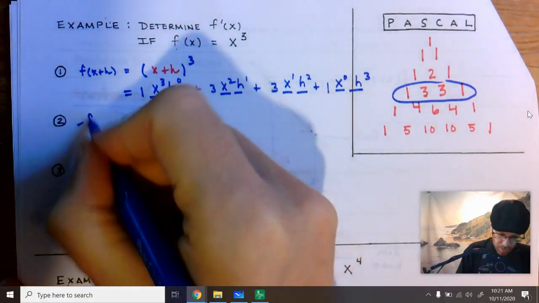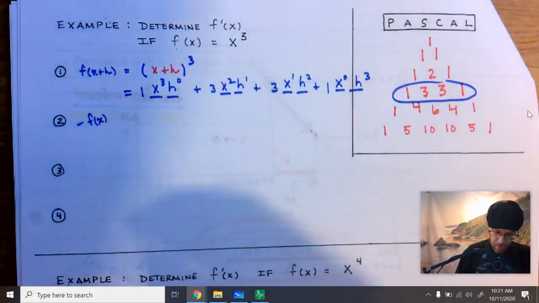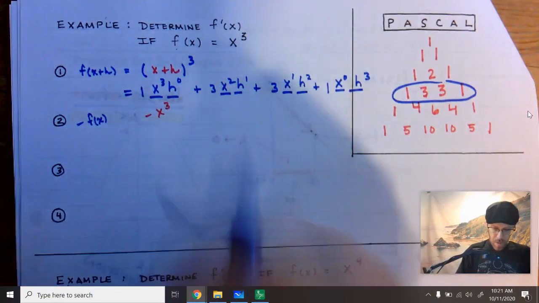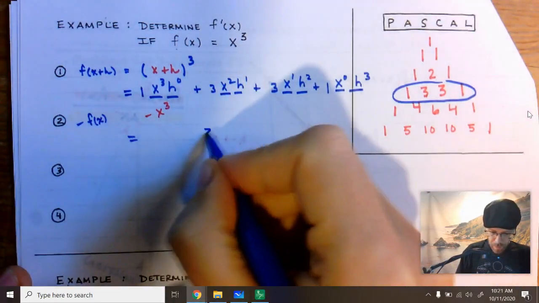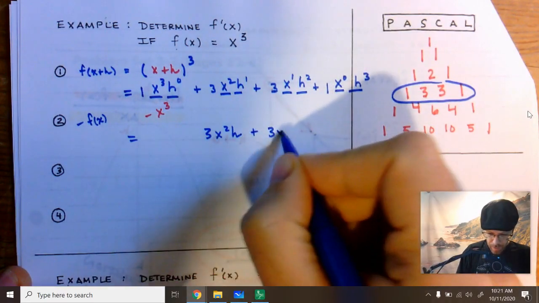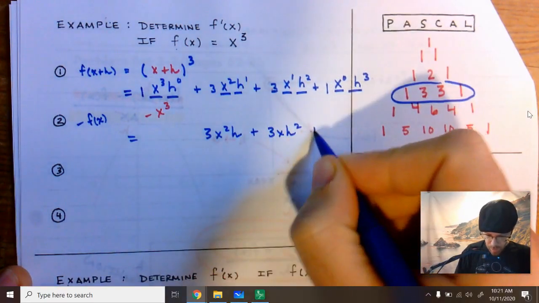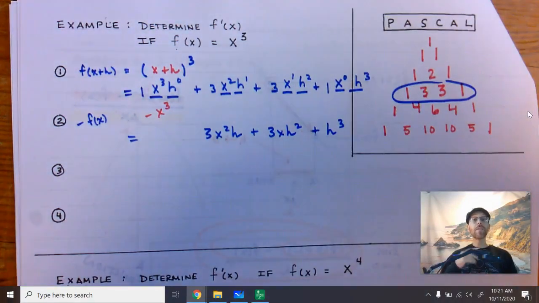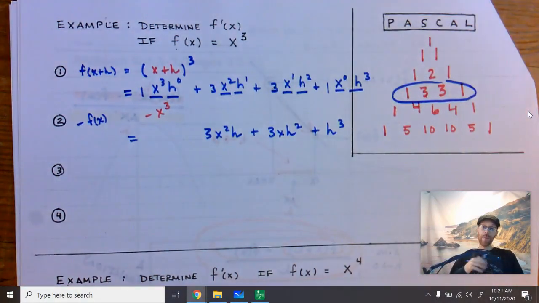That's right. The next thing we do is we subtract off f of x. So if I subtract an x cubed, we are left with 3x squared h plus 3xh squared plus h cubed. See if you can remember the third step. You do need to know it.